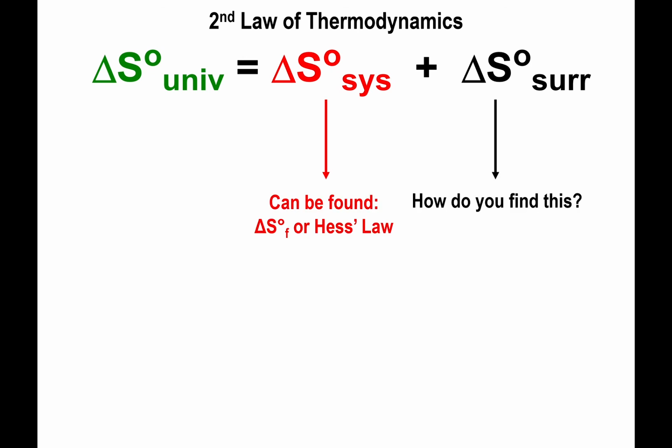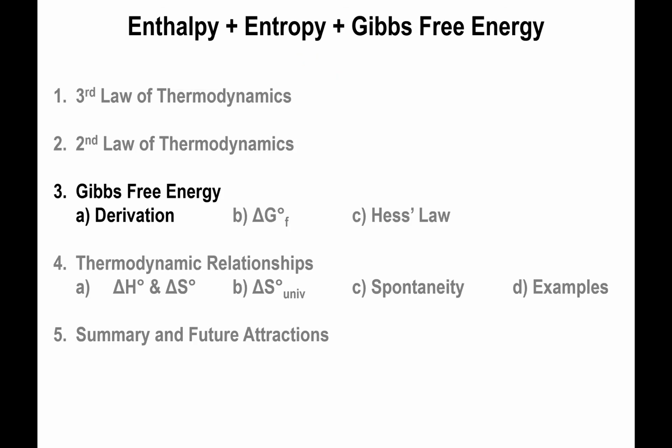going back to this idea of the entropy of the universe, you can find the entropy of the system, because technically speaking, that's the entropy of your reaction. You could either use Hess's law to find the entropy of that reaction, or you could use the entropy of formation of reactants and products. But then the question becomes, how the heck do you find the entropy of the surroundings? That seems like an insurmountable task, a fool's errand, something that can't possibly be done. But I'm about to show you how you find these values by introducing yet a new player into the thermodynamic realm. So let's talk about the Gibbs free energy in the next video.